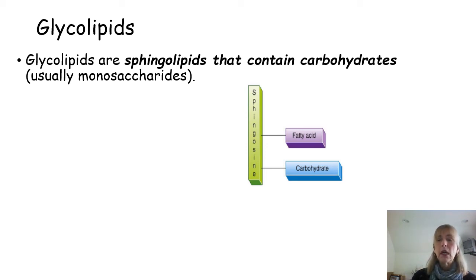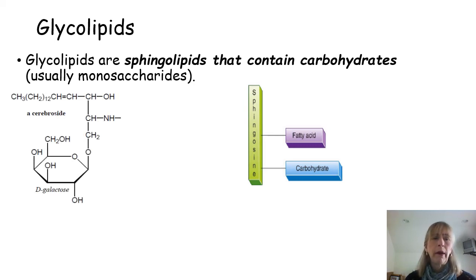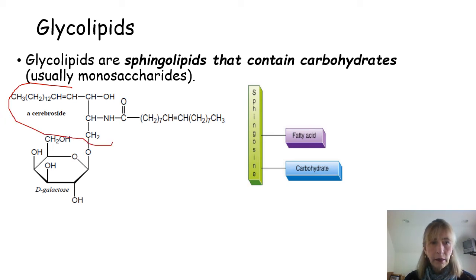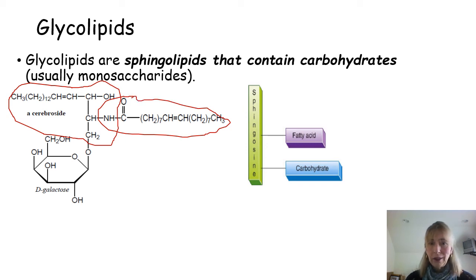So let's look at an example. All right, this is a cerebroside. Let's see if we can pick out our portions of this. So here's our sphingosine, right there. Here we see our fatty acid linked to the amine with an amide linkage. And down here to the alcohol of our sphingosine, we see D-galactose, so a monosaccharide, and this is a glycolipid.